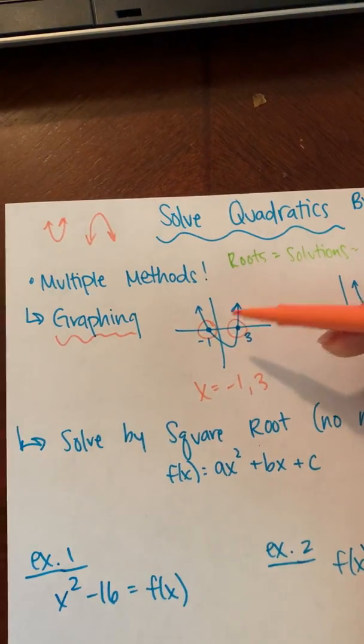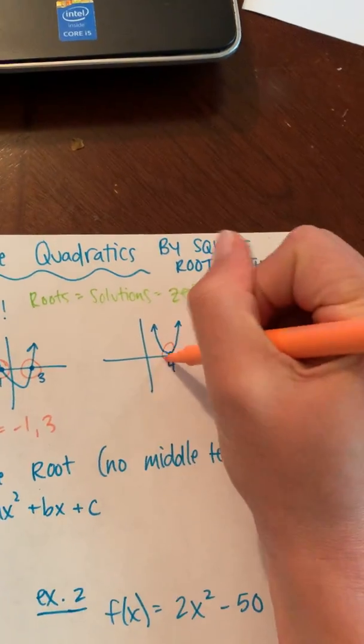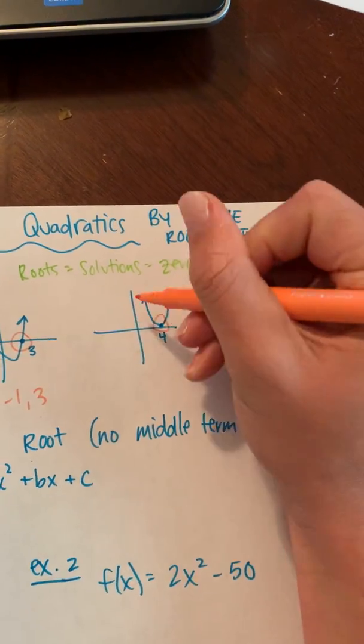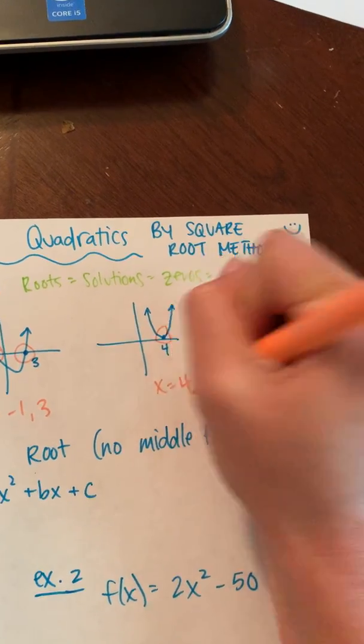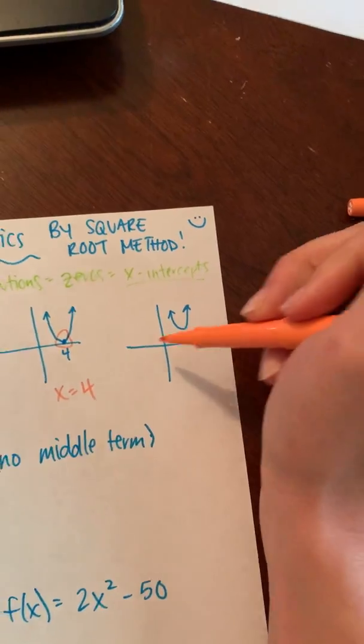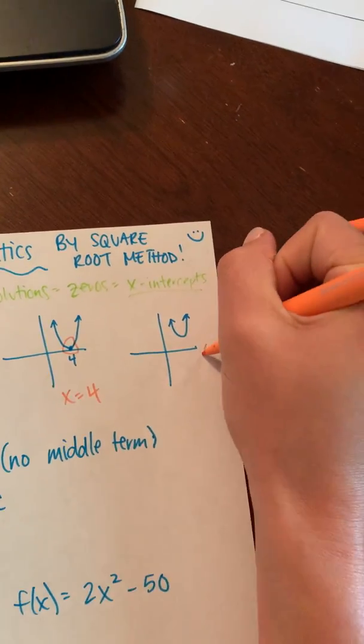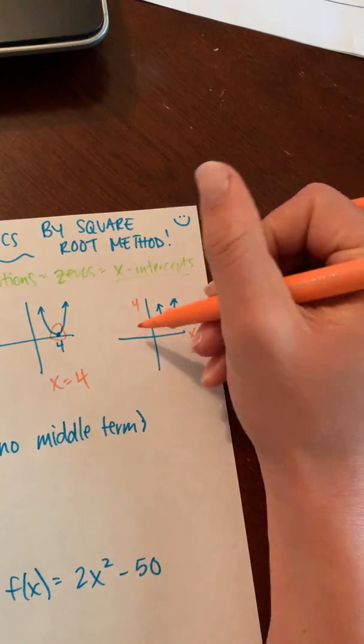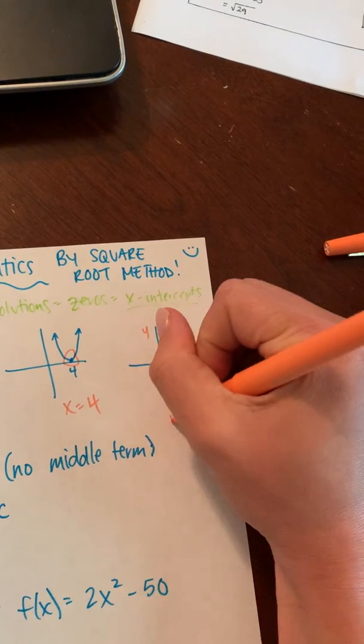Bada bing, bada boom. This one has two answers, this quadratic. This guy just has one answer. He only hits the x-axis one time. So x equals 4 is the only answer here. And this guy, he never hits the x-axis. Because remember, this is the x, this is the y. He never hits it. So there are no real solutions here.